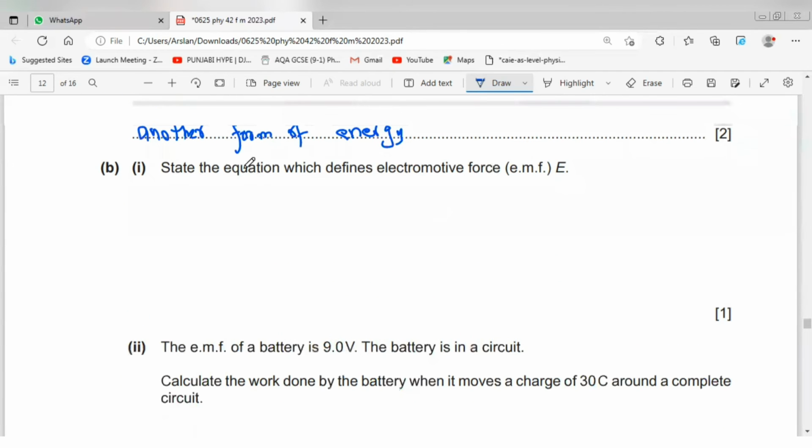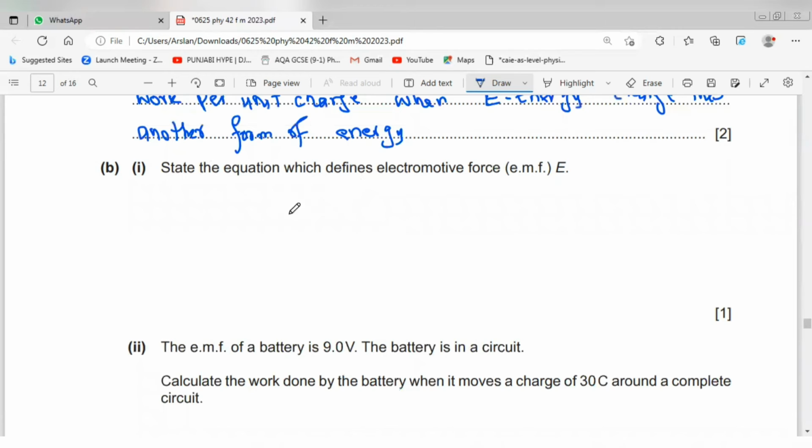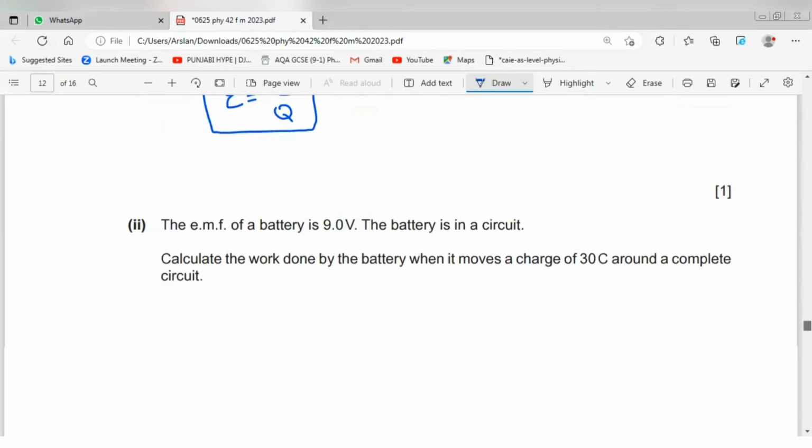The next question is: state the equation which defines electromotive force. As I already discussed, EMF is defined as the work done per unit charge. So EMF is equal to W over Q. Here is the right answer.